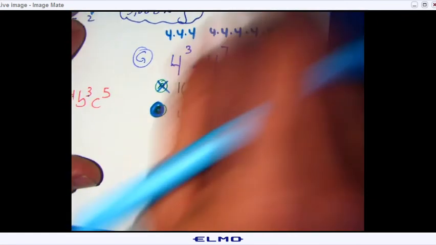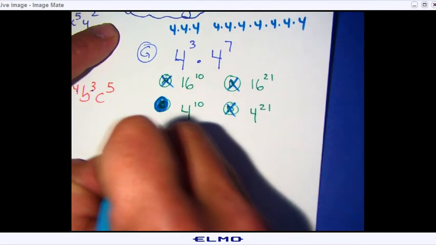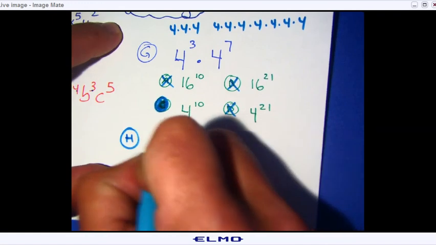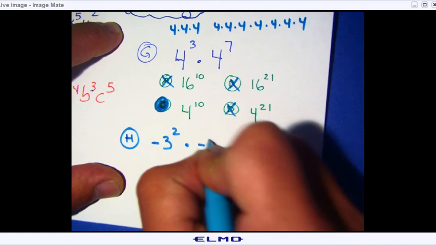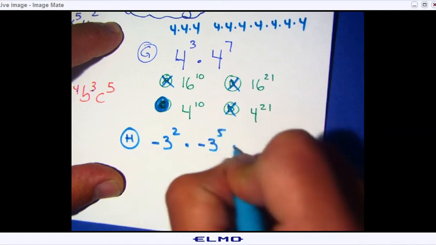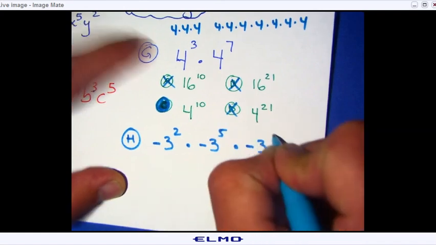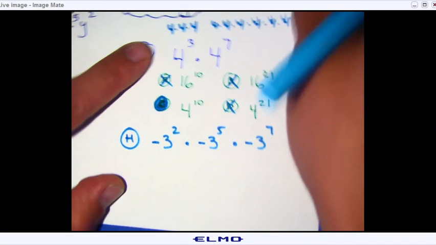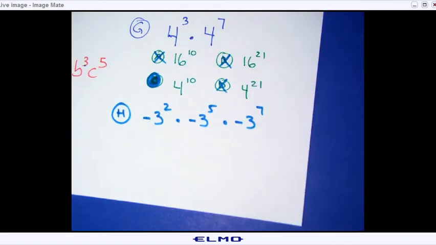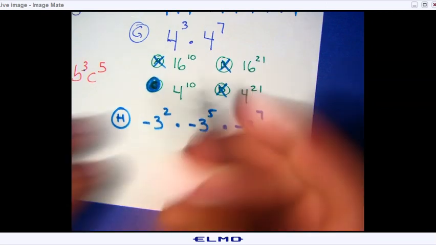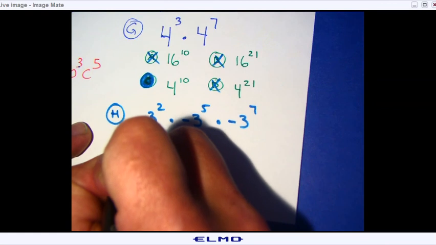Let's do another one, all right? So here we go. Let's do negative 3 to the power of 2 times negative 3 to the power of 5 times negative 3 to the power of 7. All right? So here we go. I'm going to give you multiple choice, okay?